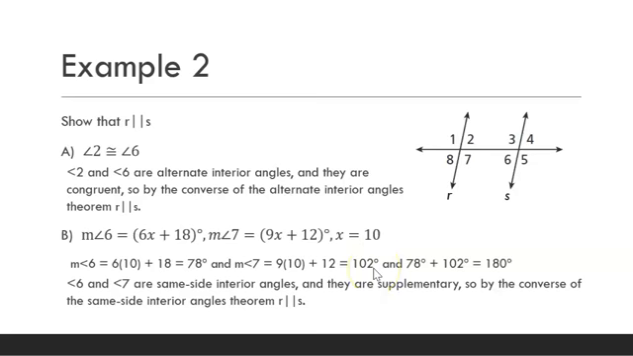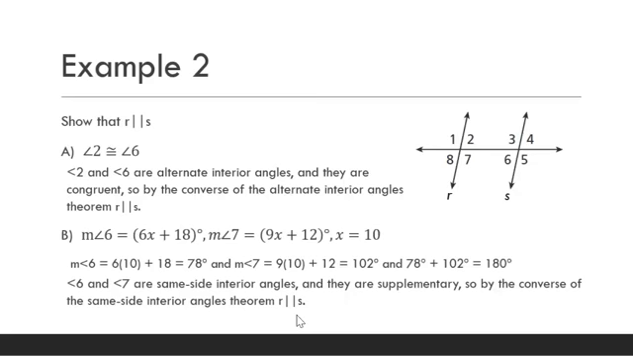Now notice they're not congruent, but 6 and 7 are same side interior angles. They're supposed to be supplementary, because remember, same side supplementary, all the S's go together. So if I add 78 and 102, I get 180, which means they are supplementary. So angles 6 and 7 are same side interior angles, and they are supplementary. So by the converse of the same side interior angles theorem, line R is parallel to line S.